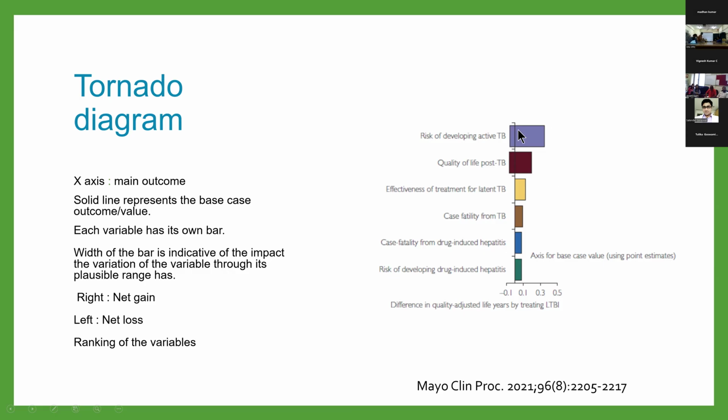For example, if you look at the first thing, risk of developing active TB, this is from another study, not from this study. It varies from here till here. So it can be either positive or negative. What you're looking for is whatever is acceptable for you. Does the variability fall within that?